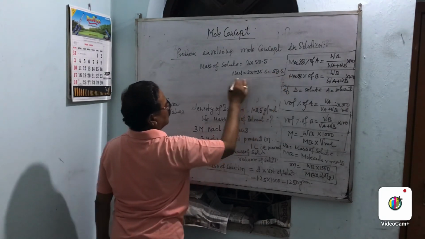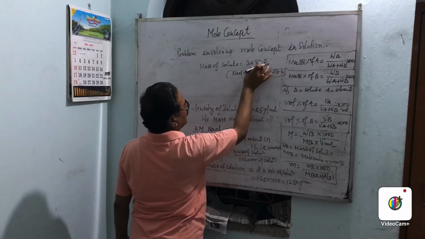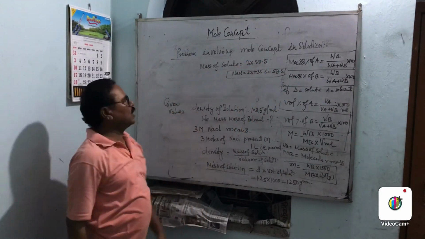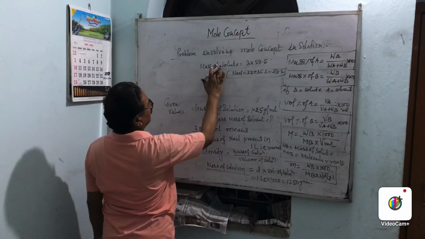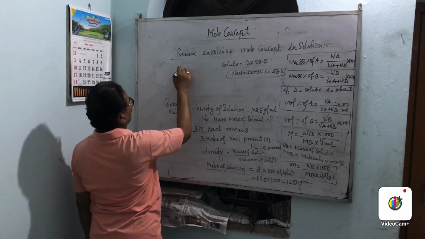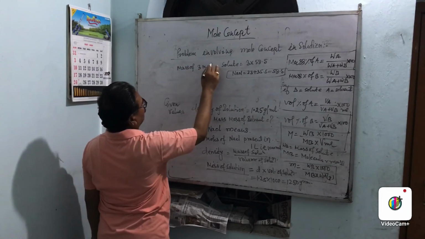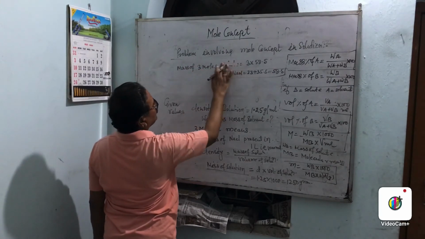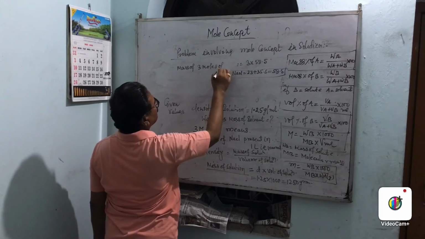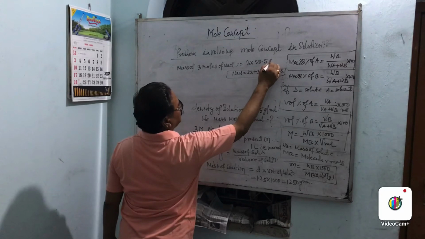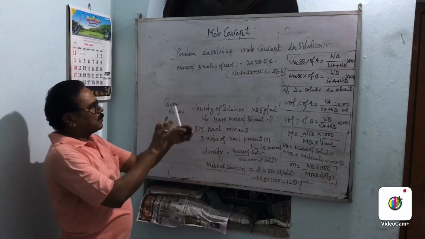This is from where we calculated this one. That is 3 moles, the mass of 3 moles of NaCl. We can write it as the mass of 3 moles of solute, that is NaCl, this many grams. Now we multiply it.